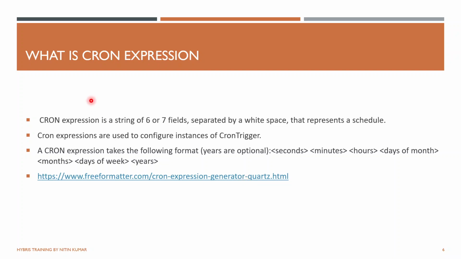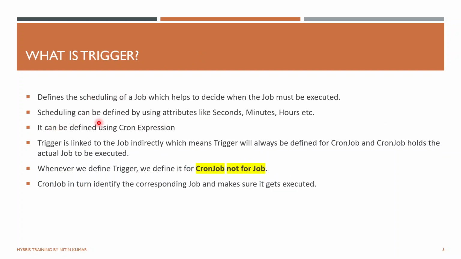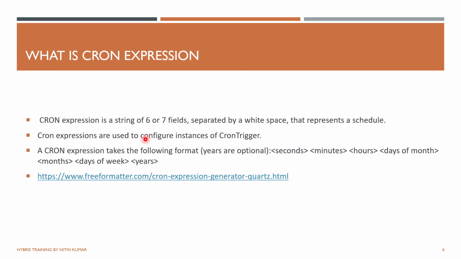So what is a cron expression? As in the third point we have mentioned, it can be defined using a cron expression. A cron expression is a string of 6 to 7 fields separated by white space that represents a schedule. Schedule means every minute, every second, every day, every week, like that. Cron expressions are used to configure the instances of a cron trigger.